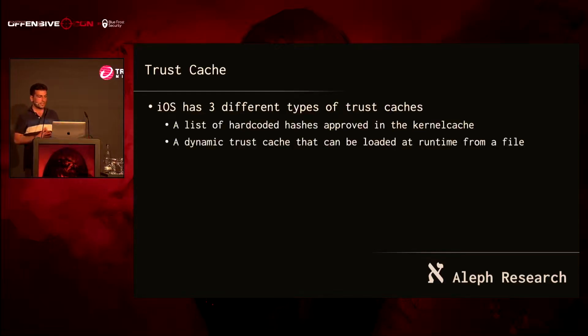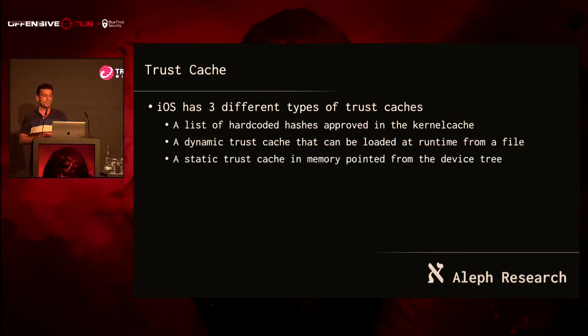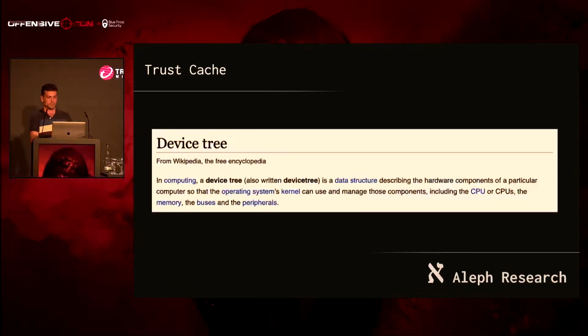There is also a dynamic trust cache that can be loaded at runtime from a file. But in order to load this dynamic trust cache from a file at runtime, we needed our user mode code to be allowed execution. So we couldn't do this as well. And there is a static trust cache in memory that is pointed to from the device tree.